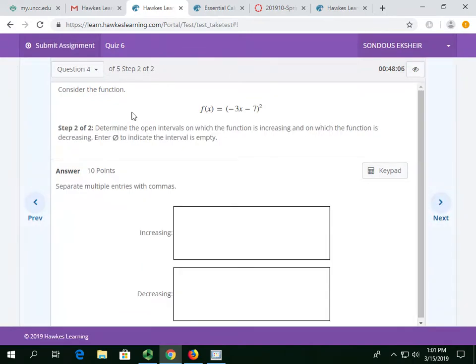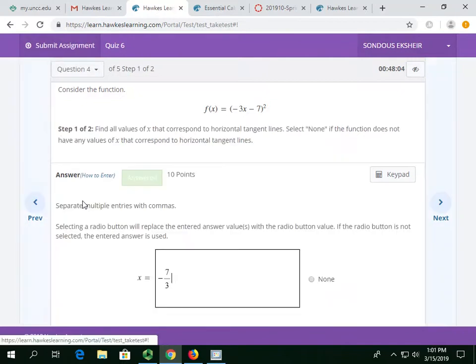Oh, question? Yeah. Is a horizontal tangent line the same thing as a critical value? Yes. Horizontal tangent line, critical value, that means the exact same thing.